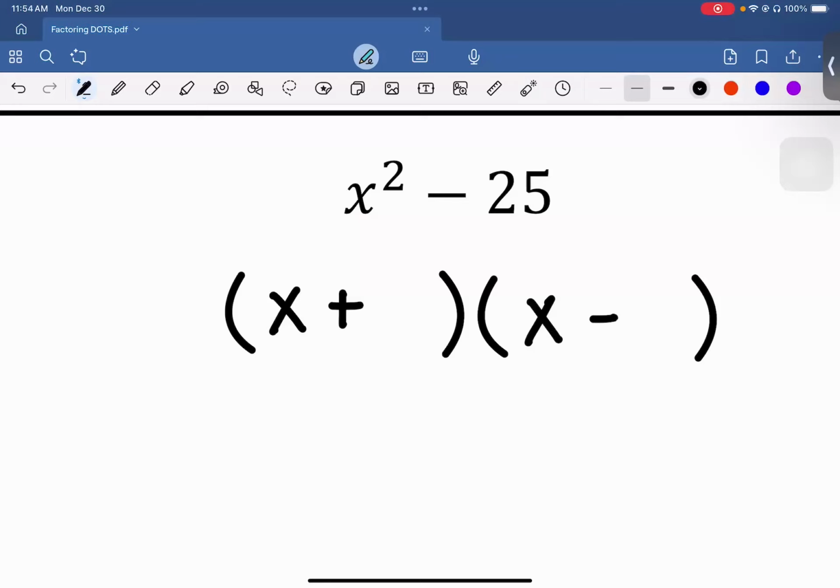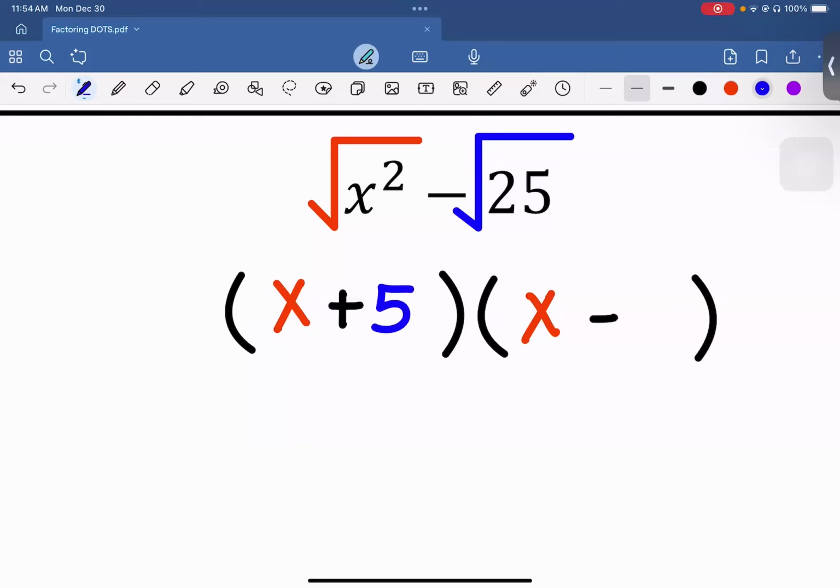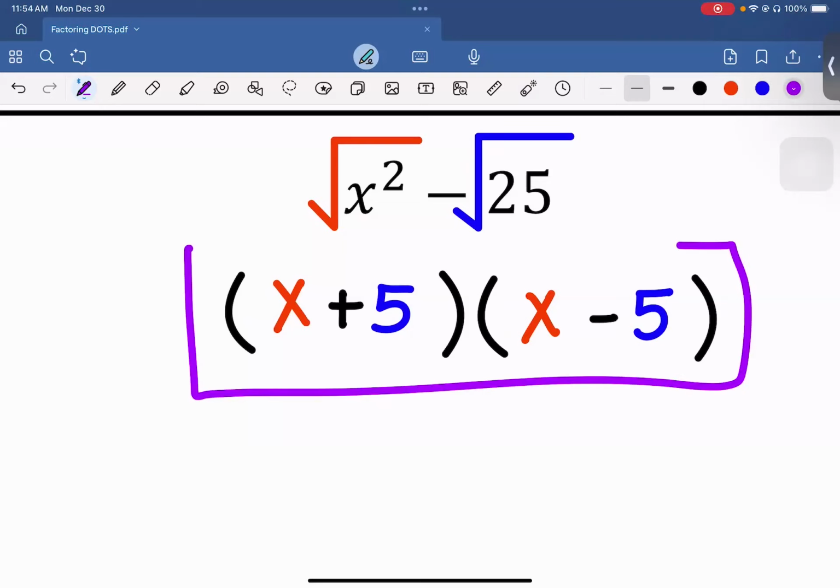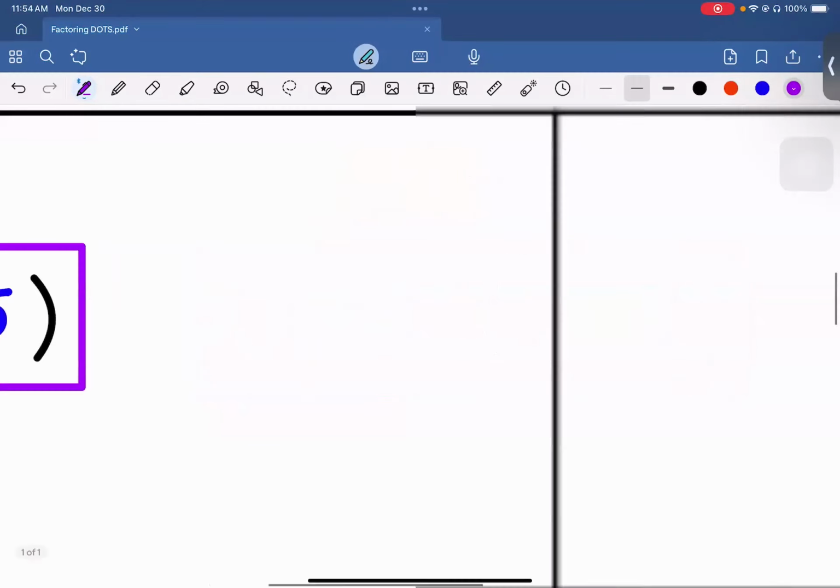And then for this 25, you always want to take the square root. Basically, what we're doing is taking the square root of each term. So actually, let me do this, and I'll put this in blue. Taking the square root here. The square root of 25 will be 5. So this right here will be your final answer. Pretty simple. Let's go on to the next one.